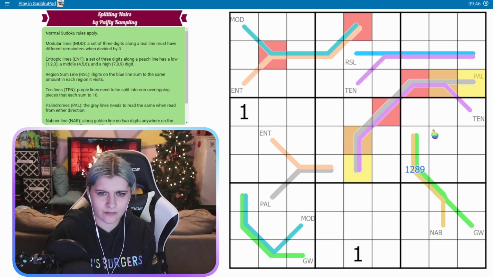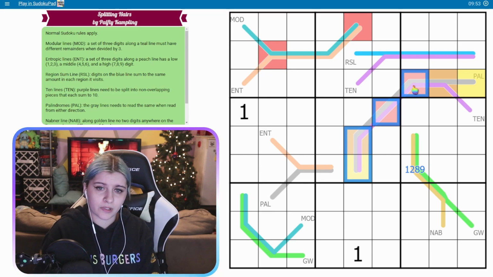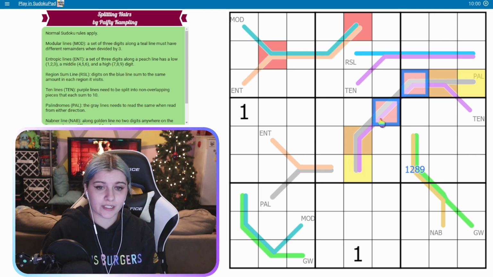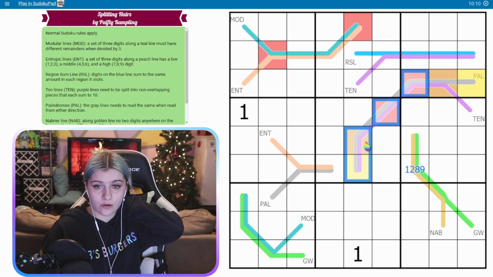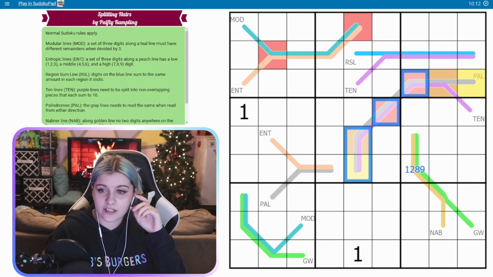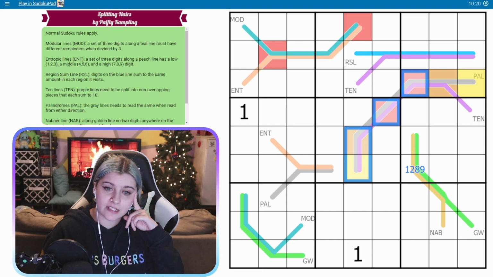Oh, okay. Yikes. The smallest 4 cells could be then would be 2, 2, 3, and 4. 2 plus 2 is 4. Plus 3 is 7. Plus another 4 is 11. Oh no. Did I misunderstand 10 lines? Purple lines need to split into non-overlapping pieces that each sum to 10.